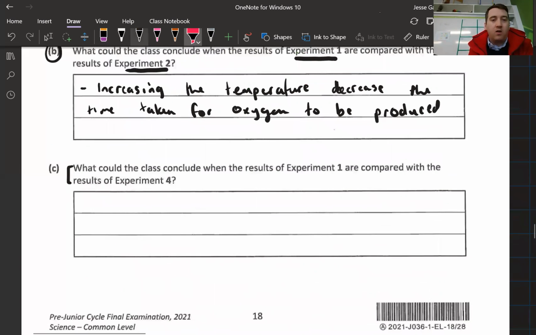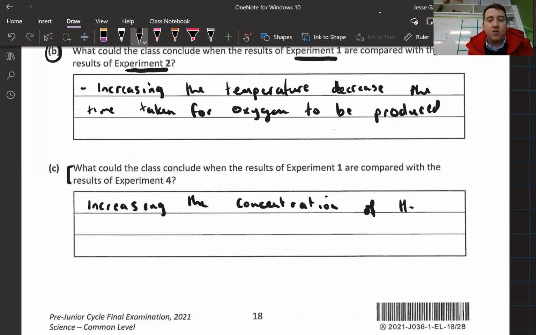So what we can conclude is that increasing the concentration of H2O2, because that's what we did, decreases the time taken to collect the oxygen gas.